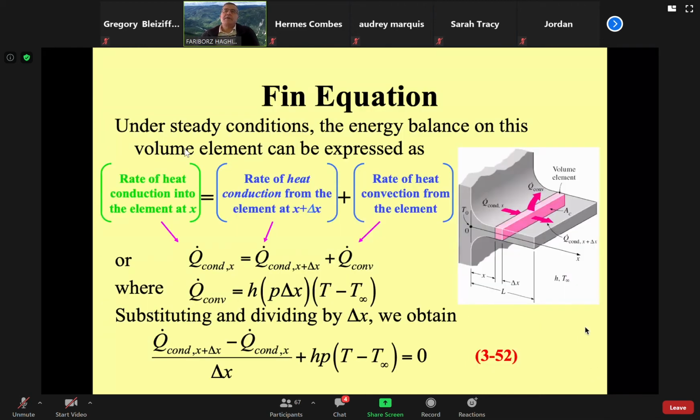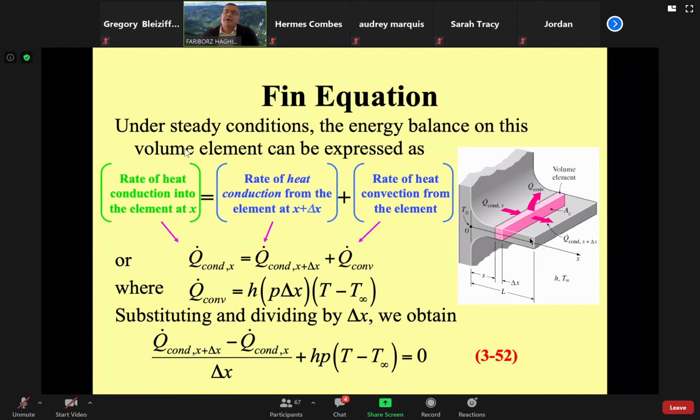Therefore, if I make it simple, this is my fin. Assume this is the base of your radiator. This is the base of your chip in your computer. And if you would like, even in a car, you add some extended surfaces. In some textbooks, they call it extended surfaces, or they call it fin, okay? The fin means this part.